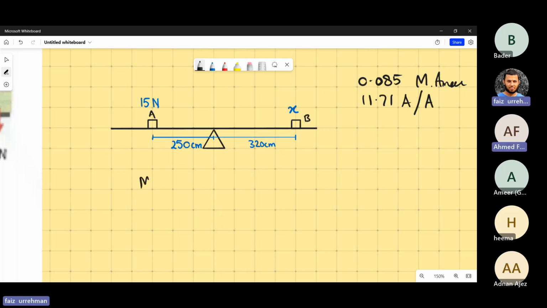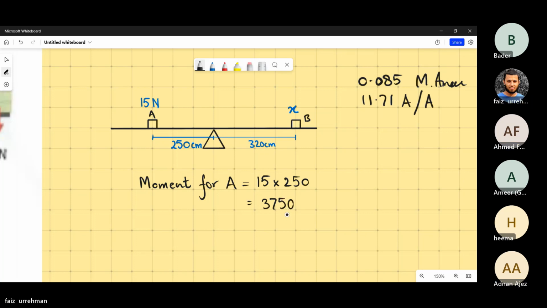So moment for A will be what? Please write these steps properly. Moment for A is equal to 15 times 250. Or it can be 2.5 if you want to keep in meters, but it's not necessary. So you will get 3750. And what will be the unit? Newton centimeter.